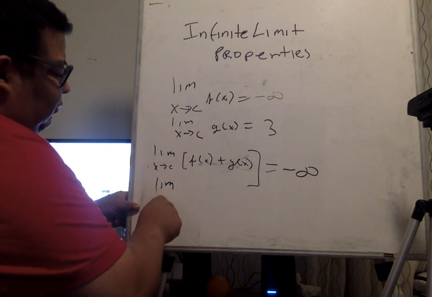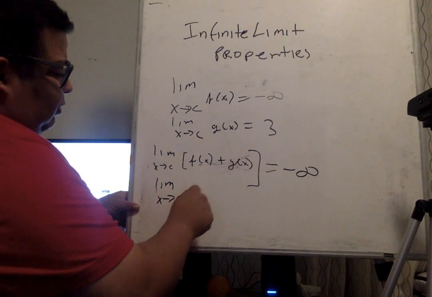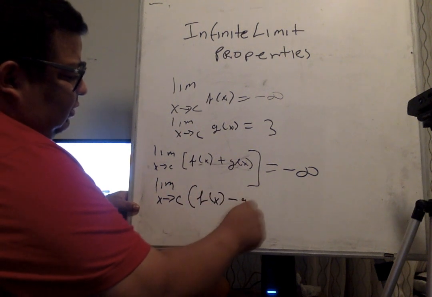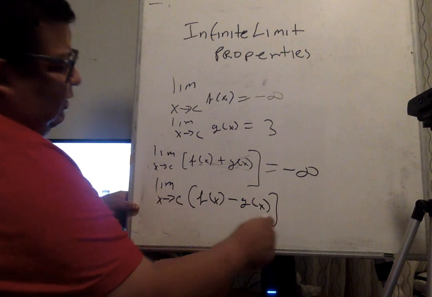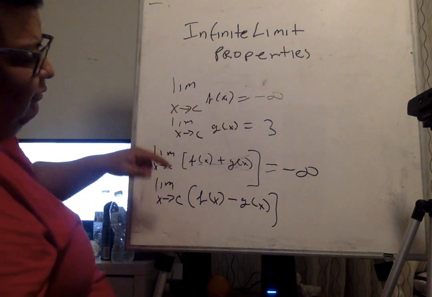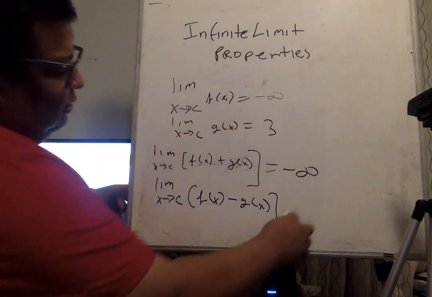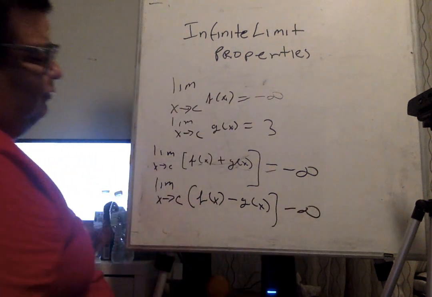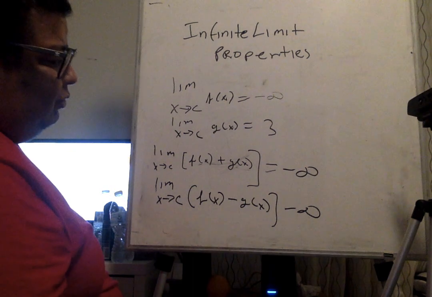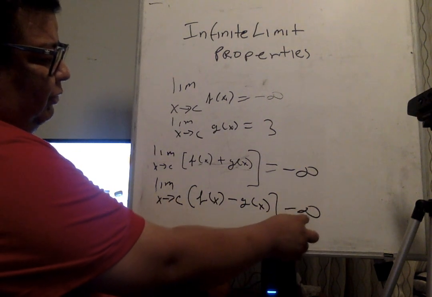Similarly, if we do the limit as x approaches c of f of x minus g of x, 3 is very insignificant, so the limit is still negative infinity, because negative infinity minus 3 is still going to be negative infinity, because 3 is very insignificant compared to this very small number.